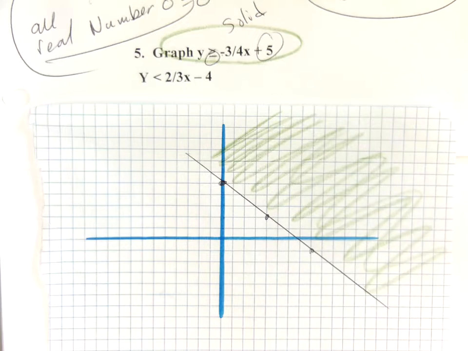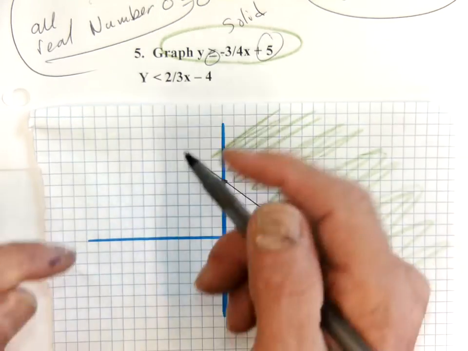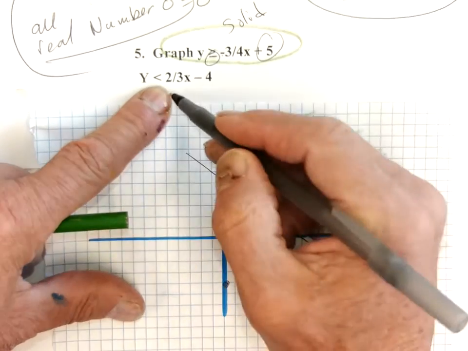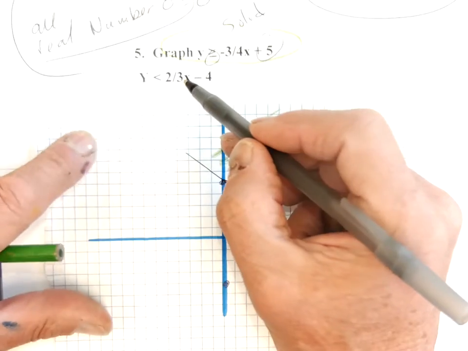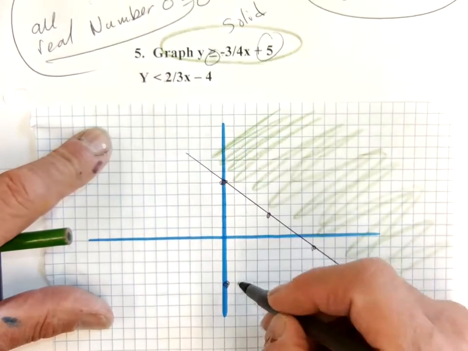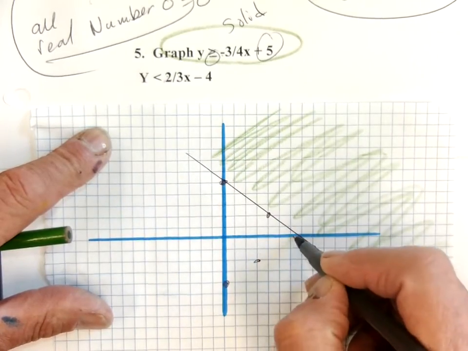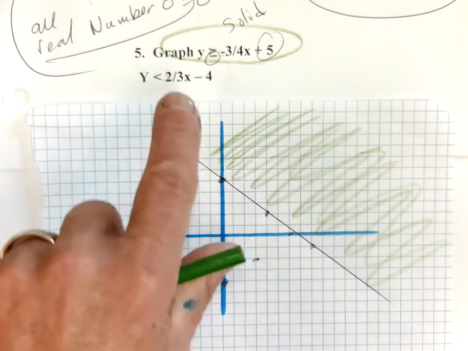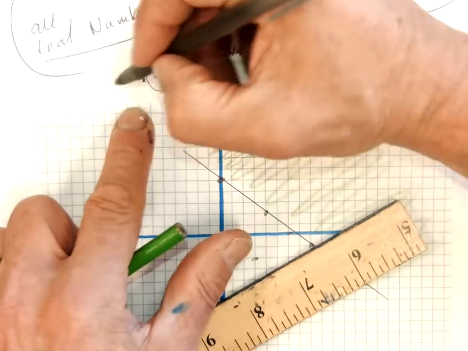My second line, I'm going to start at negative 4 on the y-axis. And then up 2 over 3. Up 2 over 3. That's my slope. Solid or dashed line? Dashed, because there's no equal sign, right? That one's dashed.